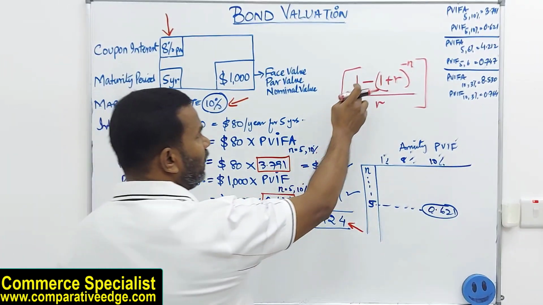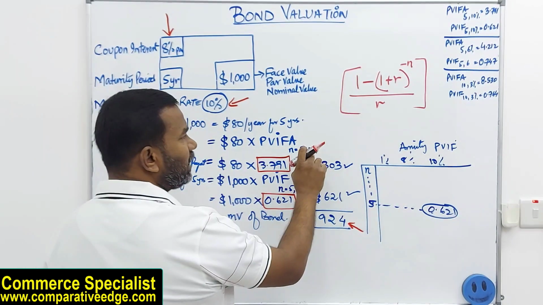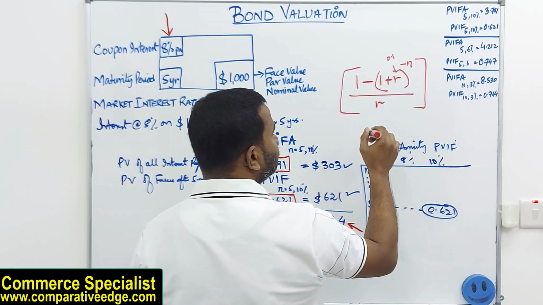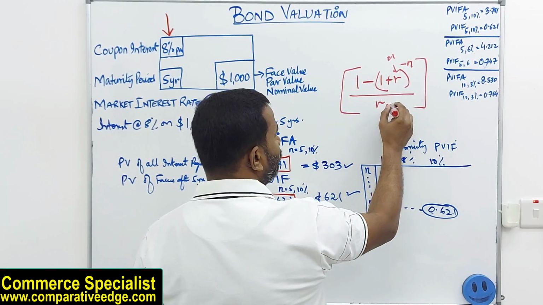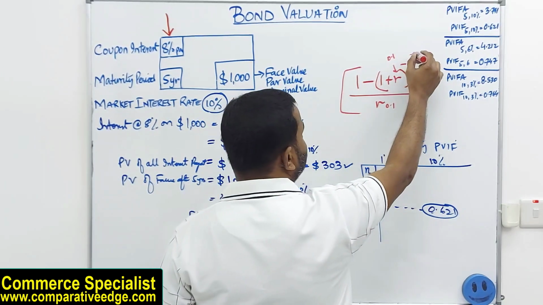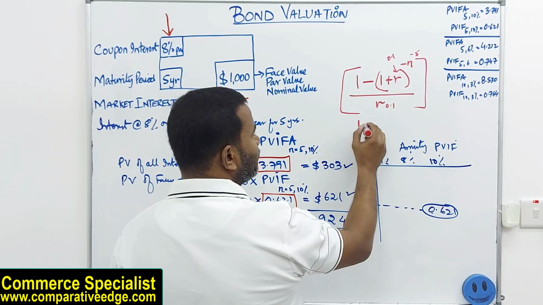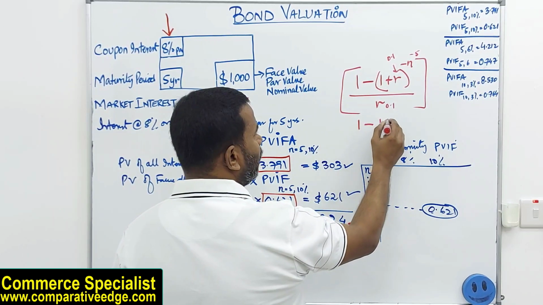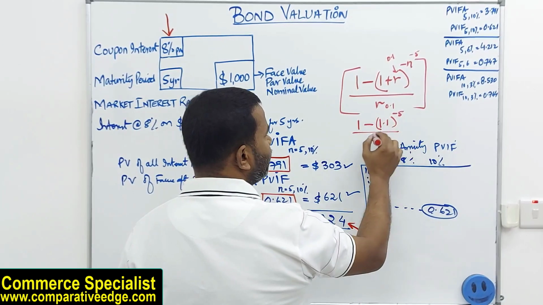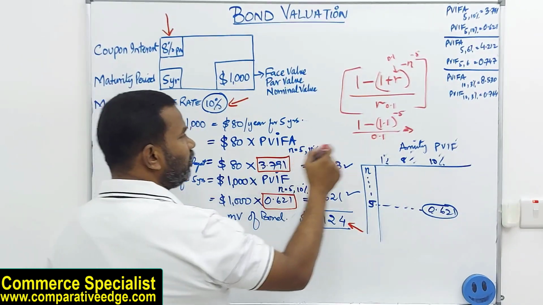So both the ones are by default in the formula. R, if you look at 10%, R actually is 0.1. Here again it is 0.1. Minus n, this is 5, so it is to the power minus 5. So when you insert the values here, it looks like this: 1 minus 1.1 to the power minus 5, whole thing divided by 0.1. If you do this, you will directly get 3.791.